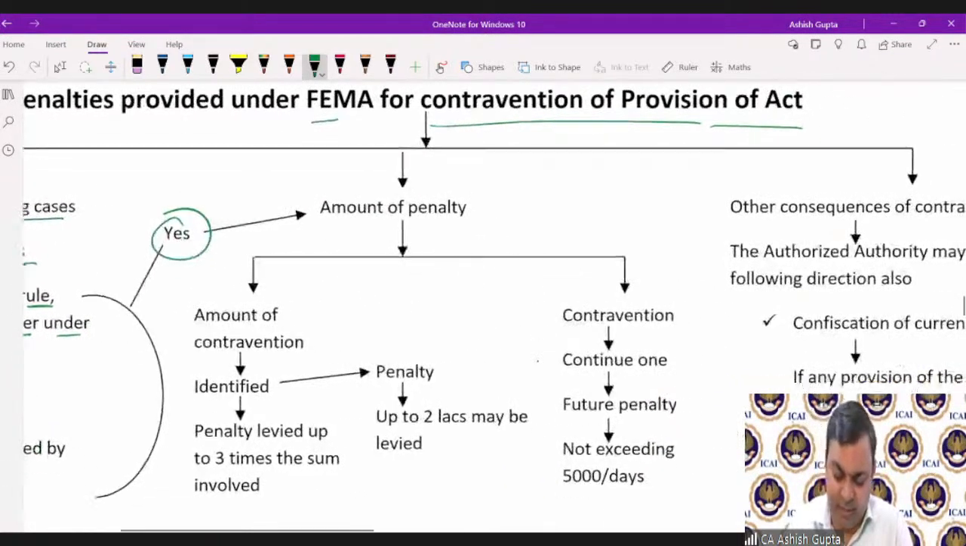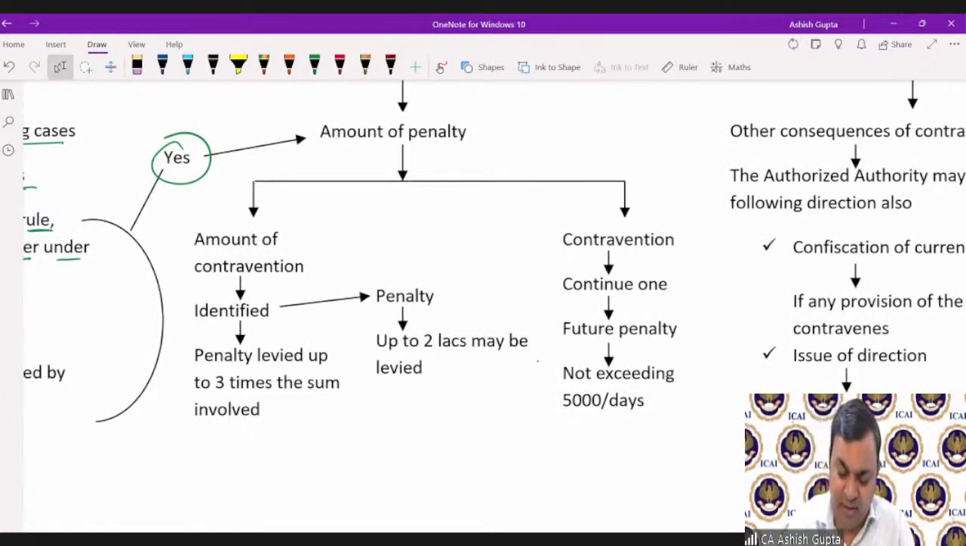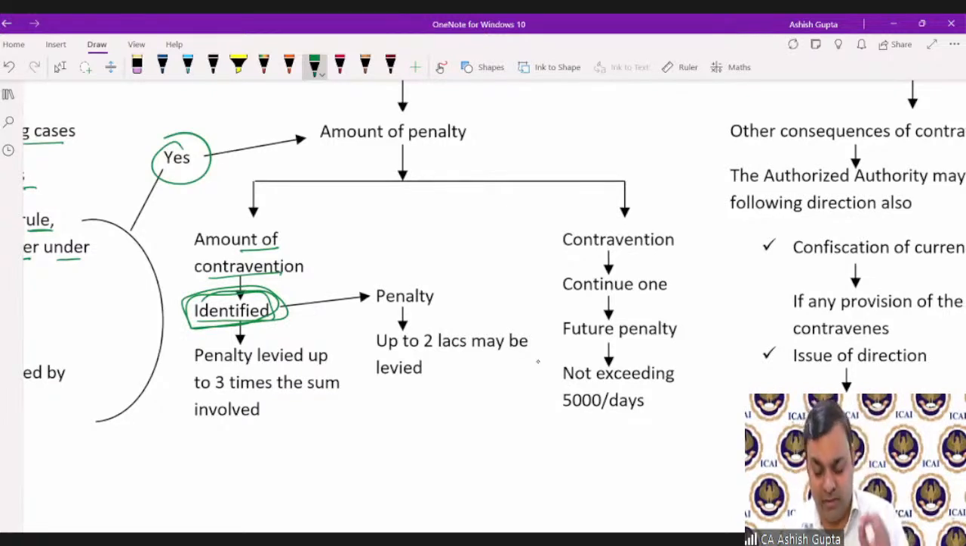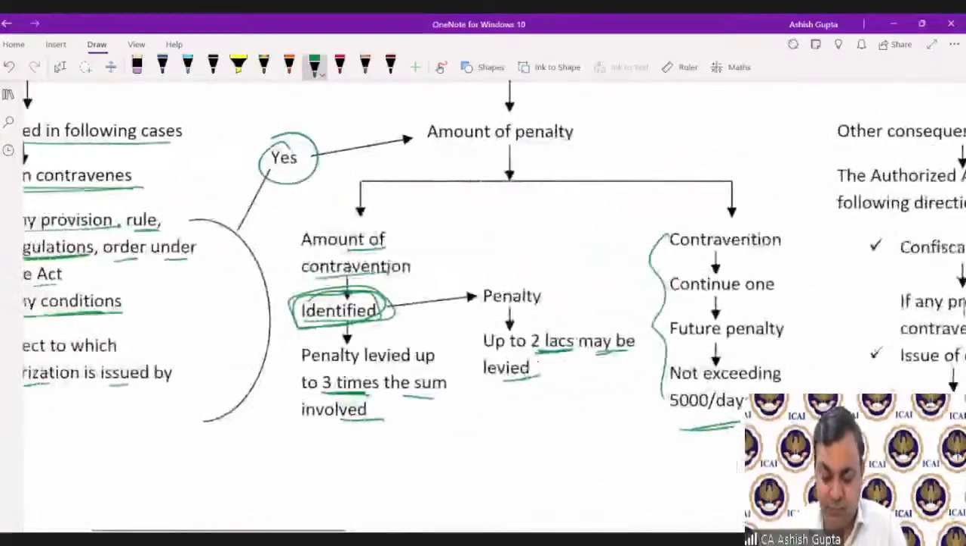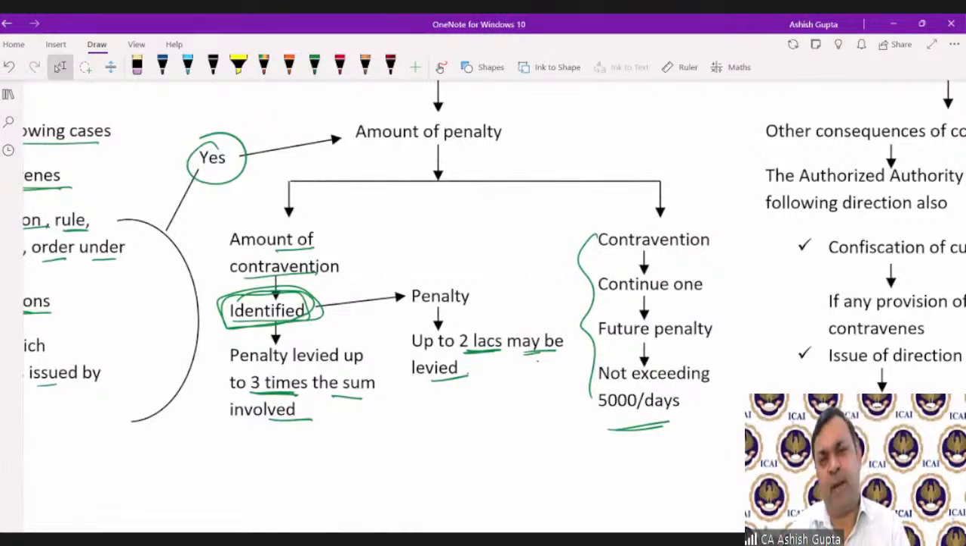Then what is the amount of penalty? Now this is most important. If you identify the amount of contravention, then the penalty can be up to 3 times the sum involved. And if you fail to identify it, up to 2 lakh may be levied, right? I think that is clear. And in case of a continuing contravention, 5,000 rupees per day. The amount of penalty is clear.